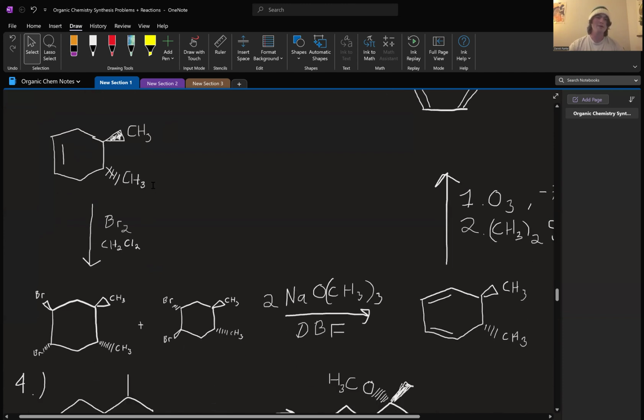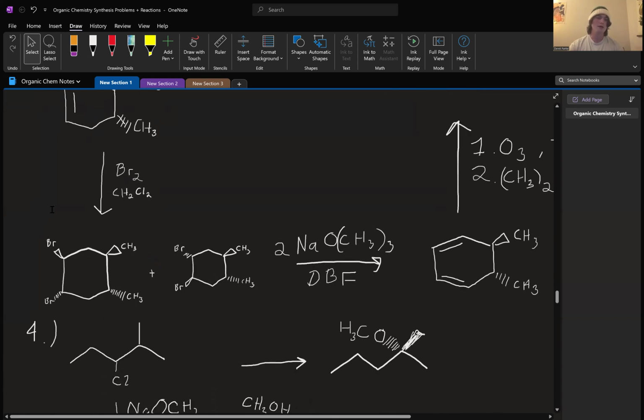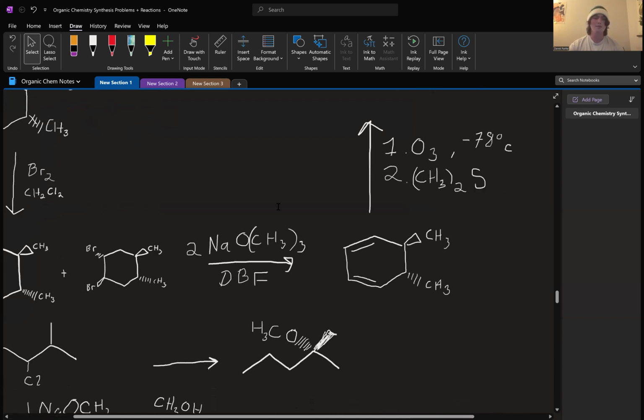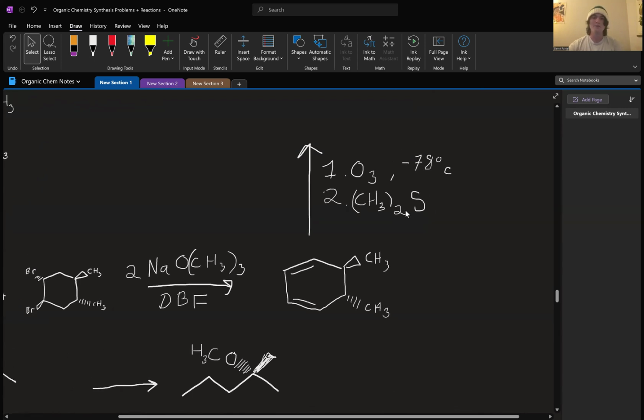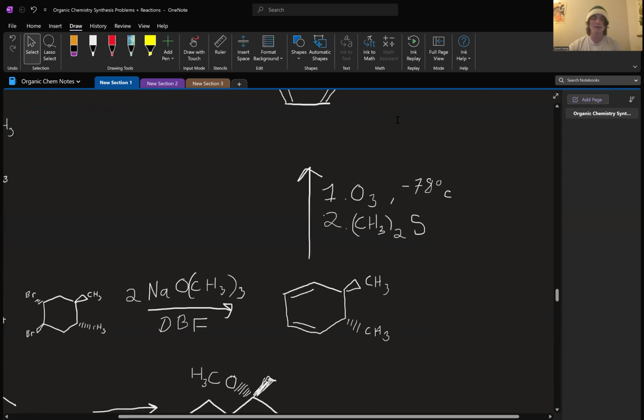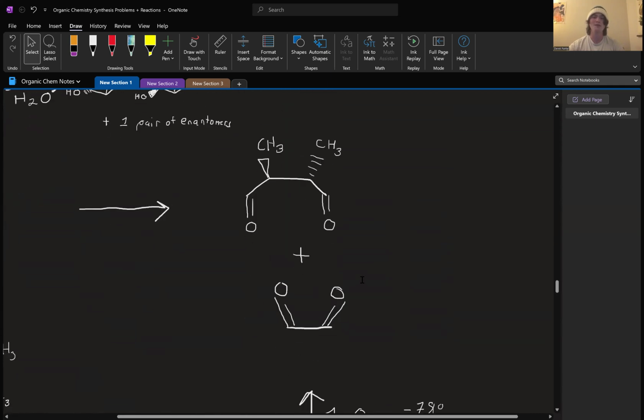And then what we can do is react that alkene with our Br2 and CH2Cl2 to have anti-addition of our bromines. We can do a double elimination of our bromines, and that's why I use two molar equivalents of NaOCH3, which is our large strong base, and a polar aprotic solvent to double eliminate in the Hofmann direction. And then we can do ozonolysis to cleave those double bonds and create our aldehydes here. So we have two products.